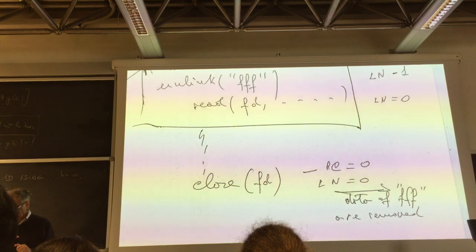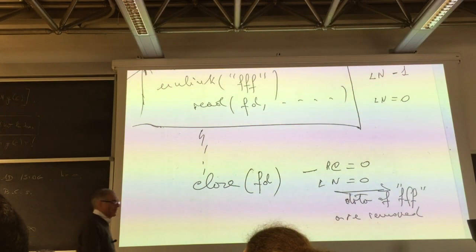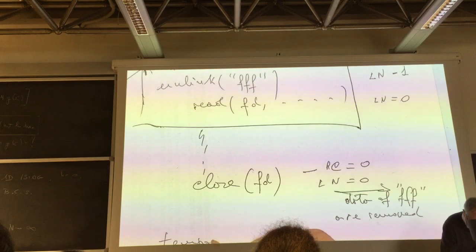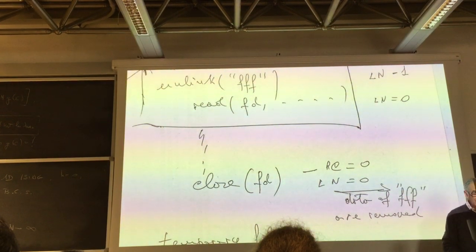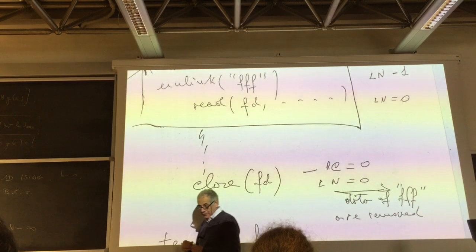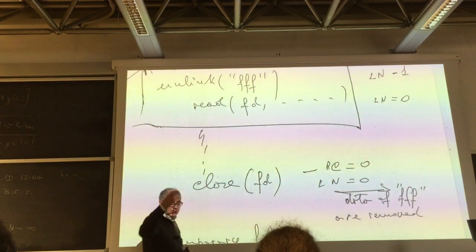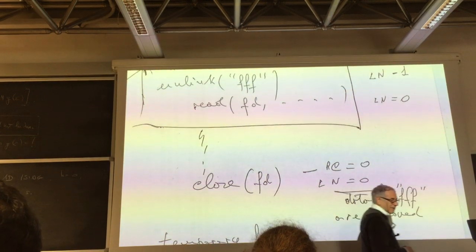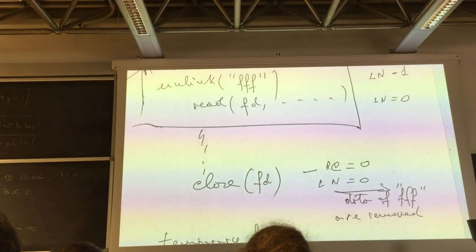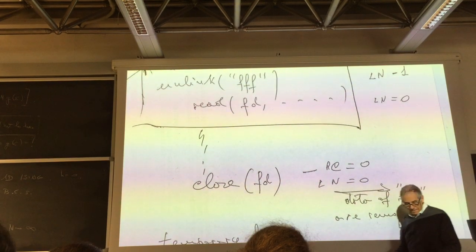Why? Because with this trick, you are able to create temporary files. It means, for example, GCC creates several temporary files in the slash tmp directory to keep intermediate steps of compilation, but no one can see these files because it immediately removes them, but it uses the file descriptor. Okay?